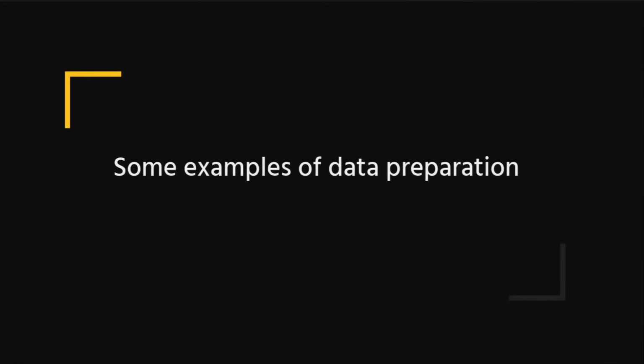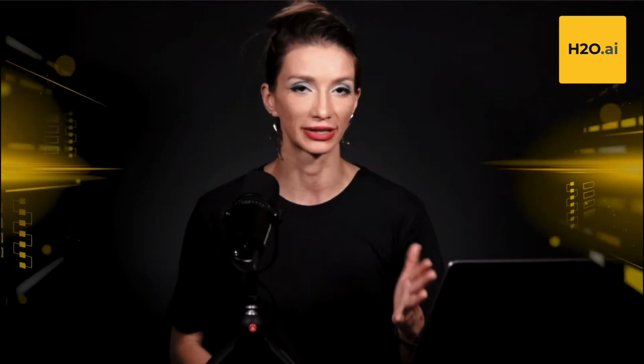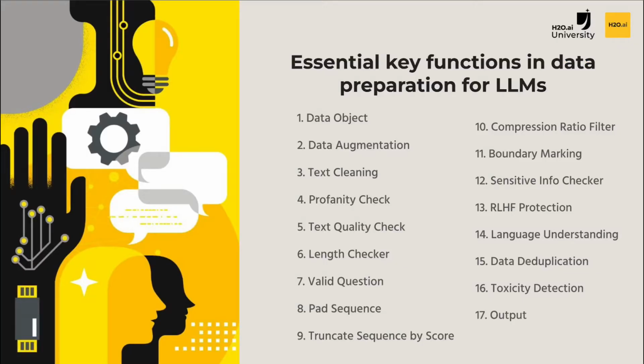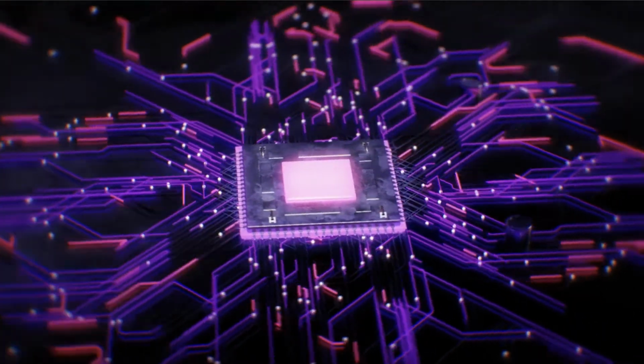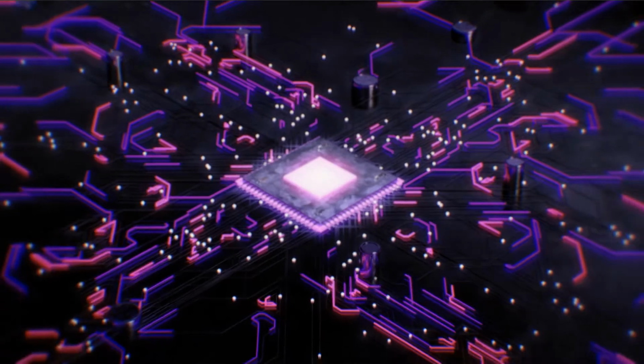Data preparation plays a vital role in maximizing the performance of language models by optimizing datasets for various tasks. Let's explore the essential key functions in data preparation for LLMs that facilitate this process. Data object. This feature allows you to input datasets for various tasks, making it easy to work with different data types. Example: you can input different types of texts, such as customer reviews, news articles, or social media posts.